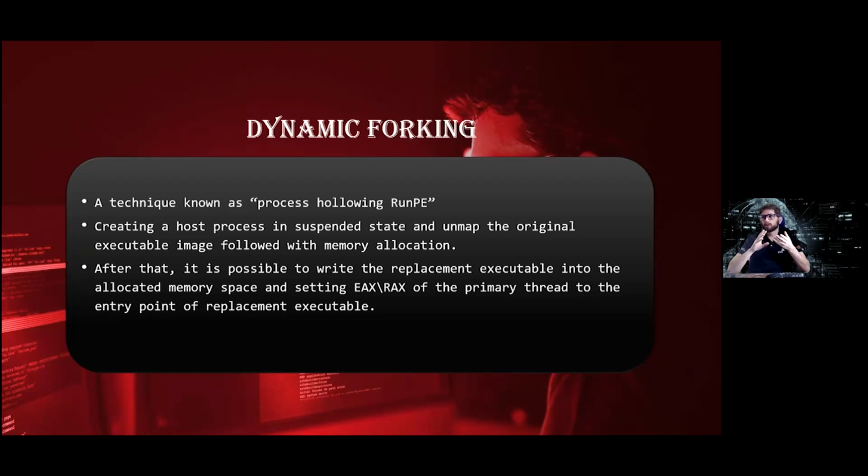In general, it's about creating a process in a suspended state, then unmapping the original executable image, followed by memory allocation. So basically, you take any executable you want, CMD or whatever, and you replace the image with a specific memory allocation, and then you are able to run that malicious image.